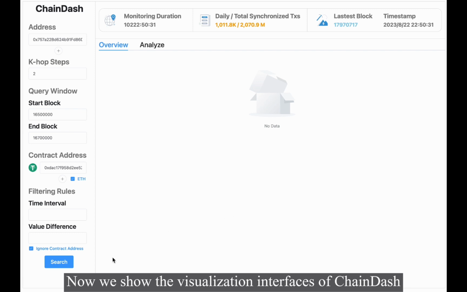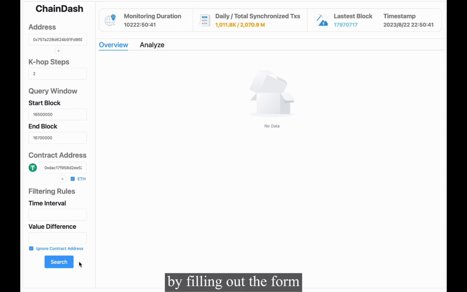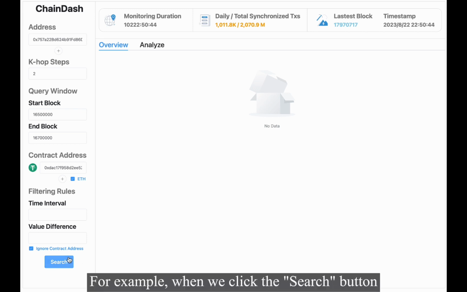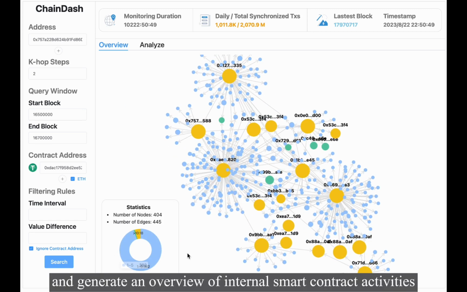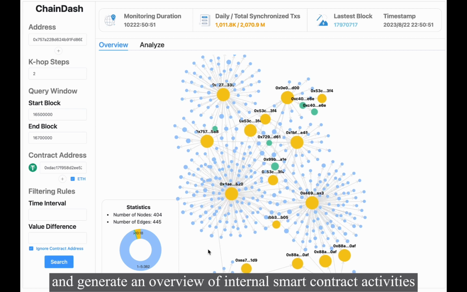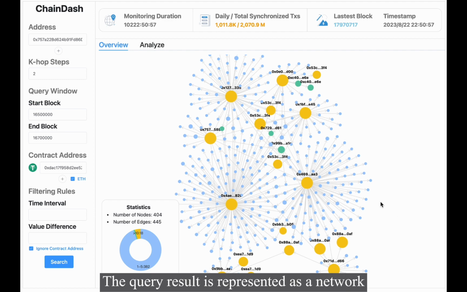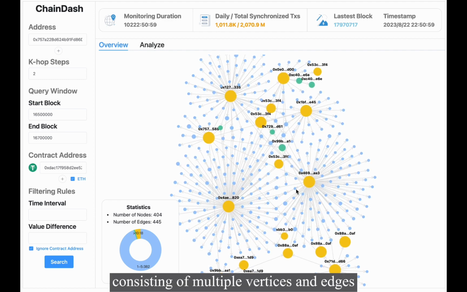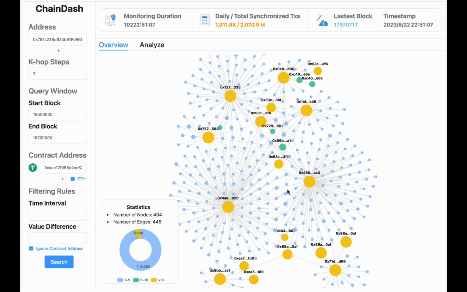Now, we show the visualization interfaces of ChainDash, where attendees can view statistical information from the dashboard and execute customized graph queries by filling out the form. For example, when we click the search button, ChainDash will execute a 2-hop query and generate an overview of internal smart contract activities. The queried result is represented as a network consisting of multiple vertices and edges. In addition, the pie chart displays the distribution of vertices with different degrees in the network.